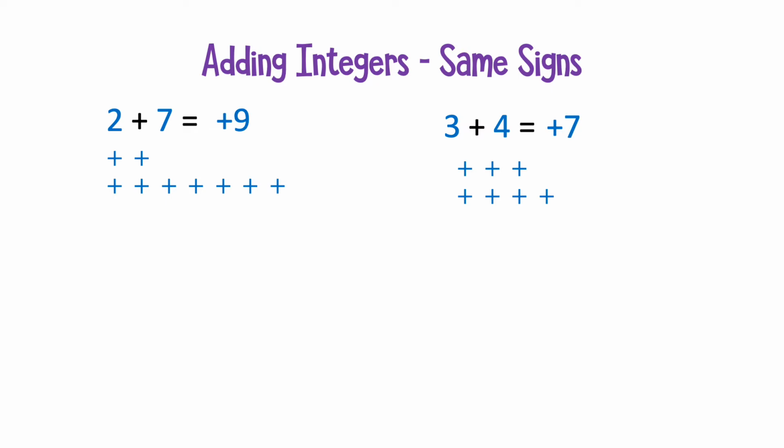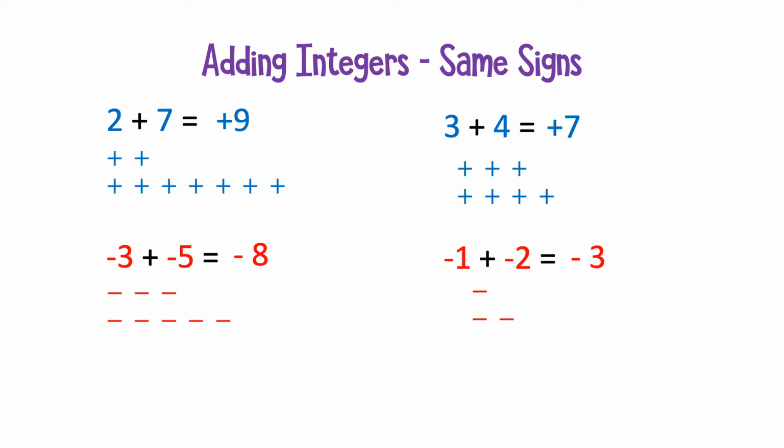Okay, so we've been doing integer addition since kindergarten, but now we're going to be using negative numbers. So if we have 3 negatives and 5 negatives, that gives us a total of 8 negatives. Negative 3 plus negative 5 equals negative 8. If we have 1 negative and 2 negatives, negative 1 plus negative 2 equals negative 3, because we have 3 negatives all together.